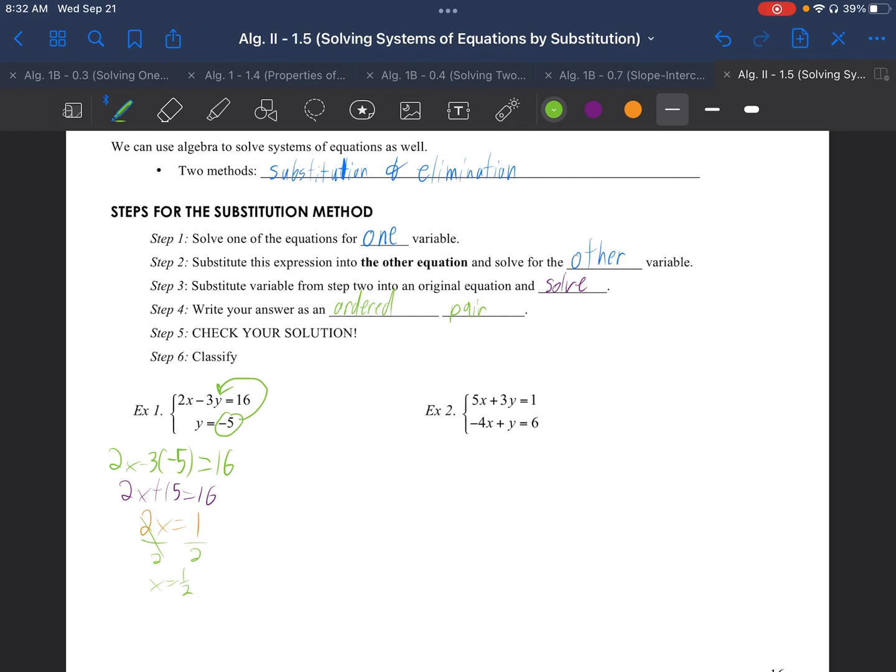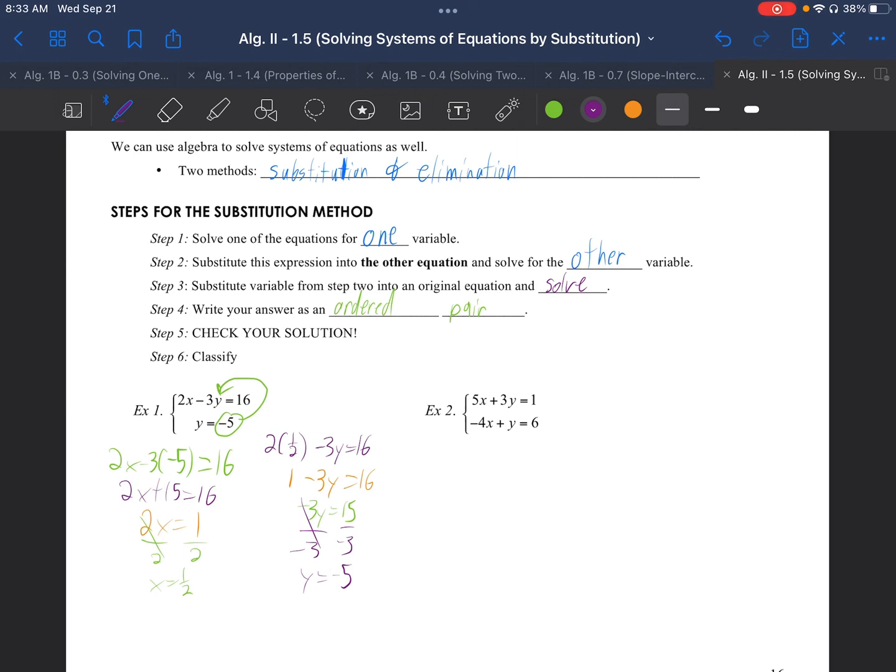Then we're on to step 3. Substitute it into one of the original equations and solve. Now you might actually notice though, we don't need to. If you don't notice that, it is okay. Let's say we don't notice that. So we plug it back in, 2 times 1/2 instead of x, minus 3y equals 16. Well, 2 times 1/2 is just 1, it's half of 2, minus 3y equals 16. Subtract 1 from each side, and you get negative 3y equals 15. Divide by negative 3, and y equals negative 5.